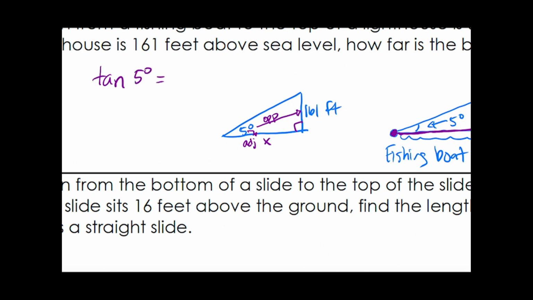Equals, well, what's tangent? Tangent is opposite over adjacent. Remember TOA from SOHCAHTOA? So opposite is 161 feet. Adjacent is x, so we'll put x. So now, got to solve for x. And once I solve for x, I'll know the length of that side.